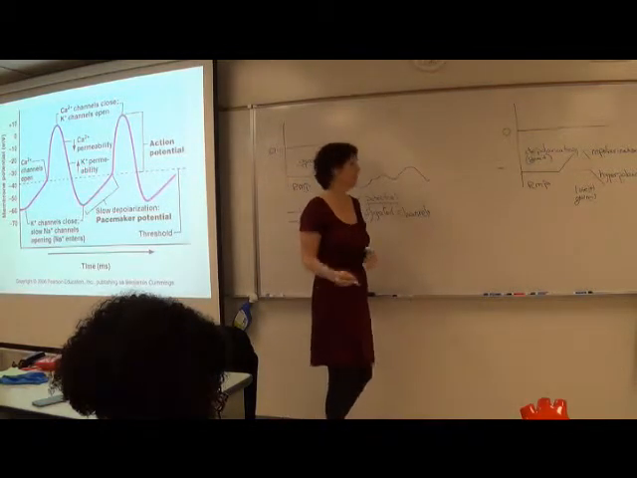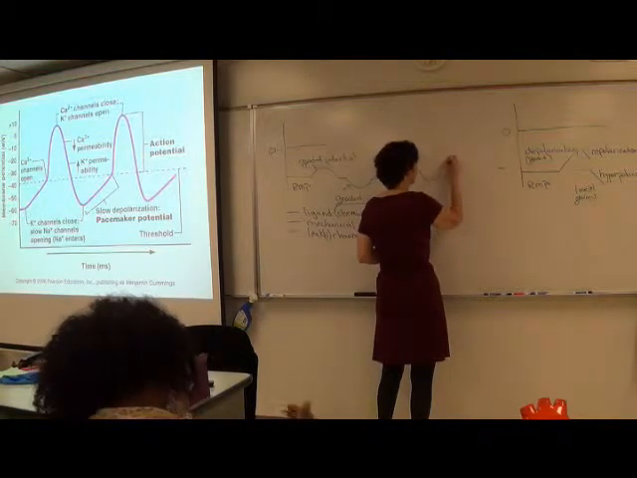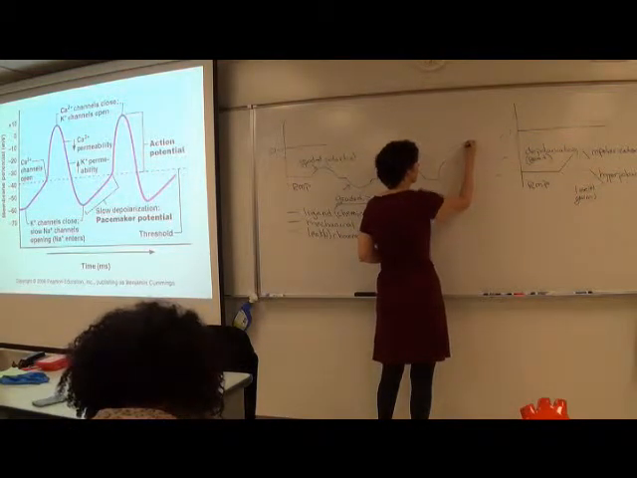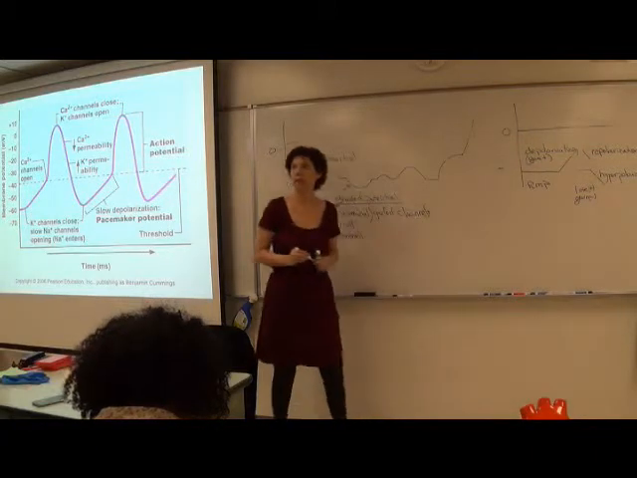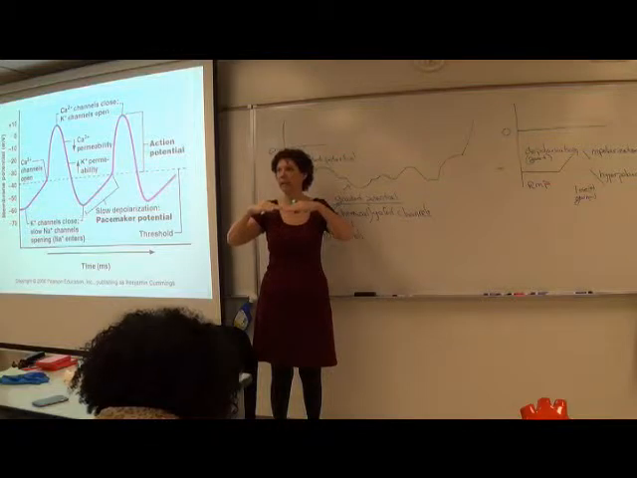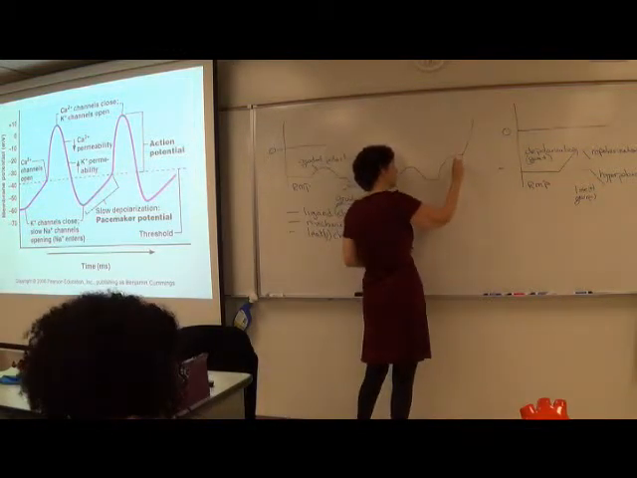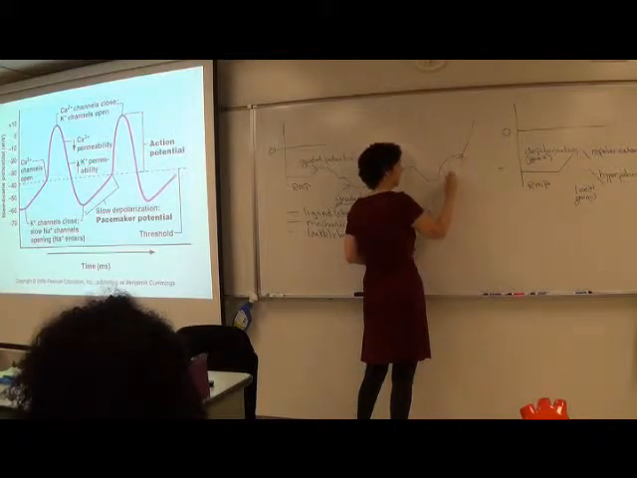Then we had another potential. If a graded potential became strong enough, it would reach the threshold, the minimum current required to open voltage-gated channels. So what did we call this specific graded potential? Threshold.